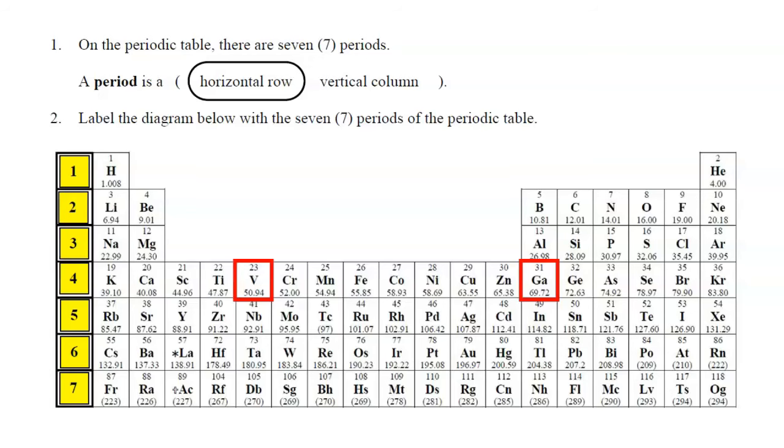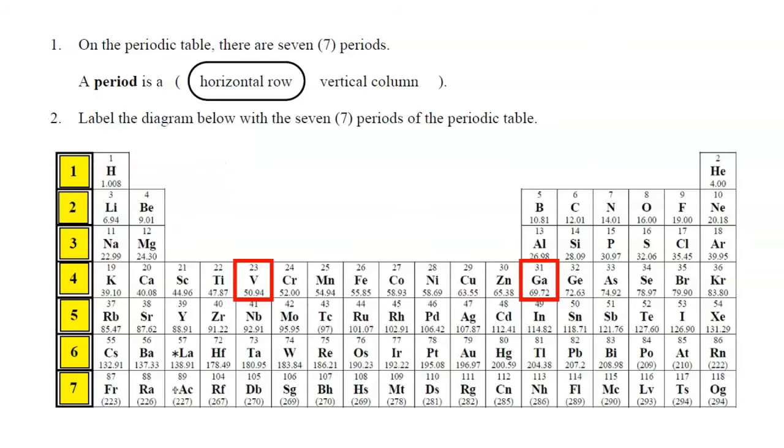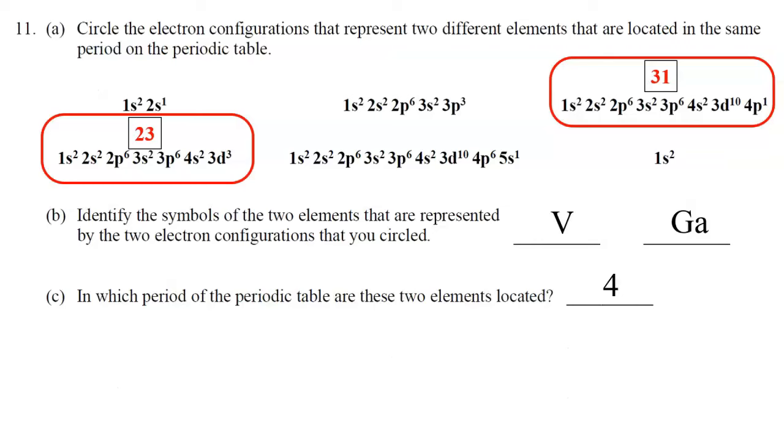So vanadium and gallium are located in period 4. So the answer to Part B would be the symbol of those two elements, so vanadium and gallium, V and Ga, and they are located in period 4. So that's the correct answer to Part C. So now you can see the correct answers to all parts of question 11.